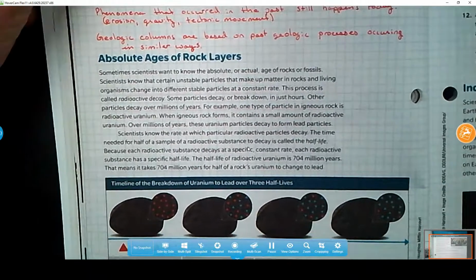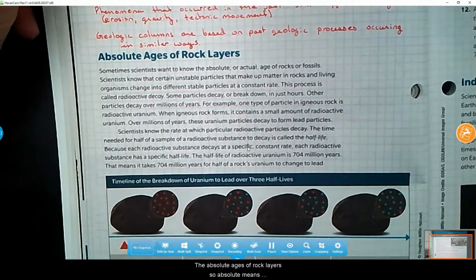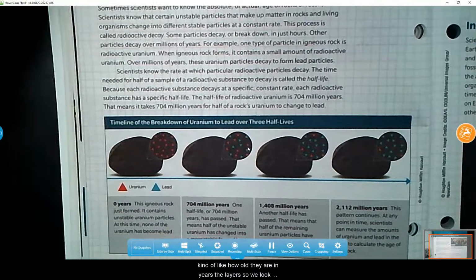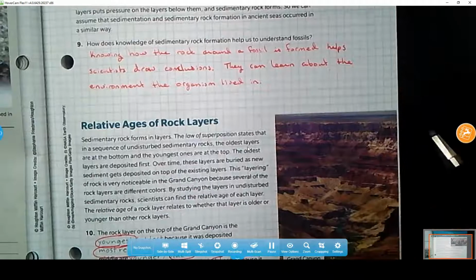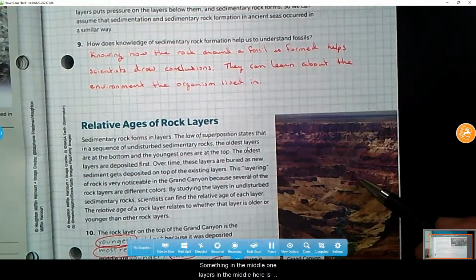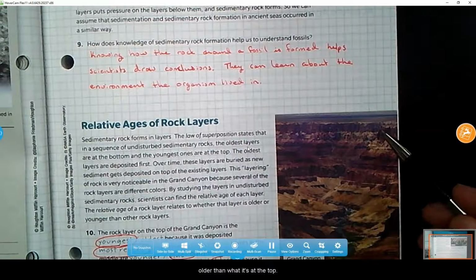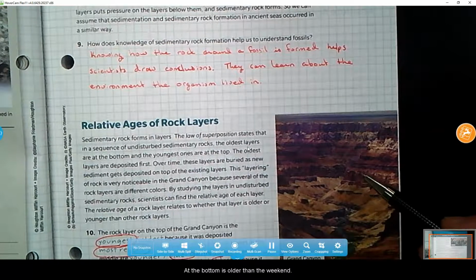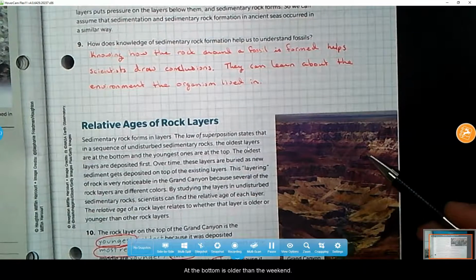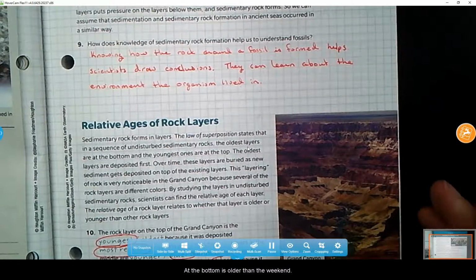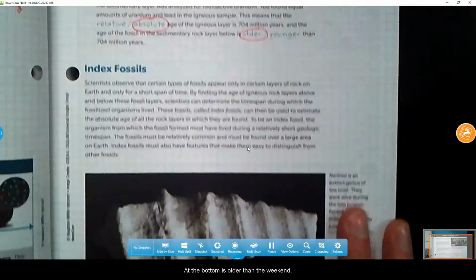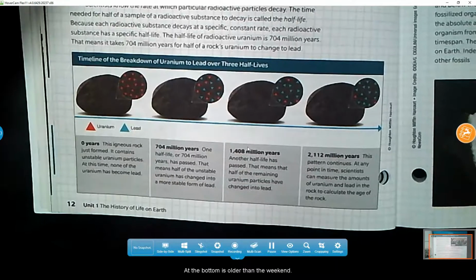Now, to determine the absolute ages of rock layers, absolute means how old they are in years. If we look at that Grand Canyon, we can only tell that one of the layers in the middle here is older than what's at the top. Okay, and the bottom is older than what's in the middle. But we can't tell how old they are in years, like how many millions of years old this rock is compared to this rock at the top. We don't know. And so that's where the absolute ages of rocks comes in.